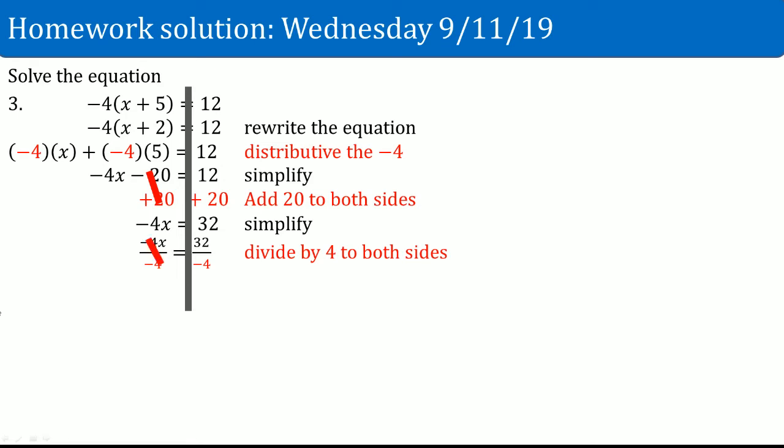The negative 4 divide by the negative 4 cancels out. On my left-hand side, I get an x. On my right-hand side, I get a negative 8. 32 divided by negative 4 becomes negative 8. I know it's solved for because x is now alone.